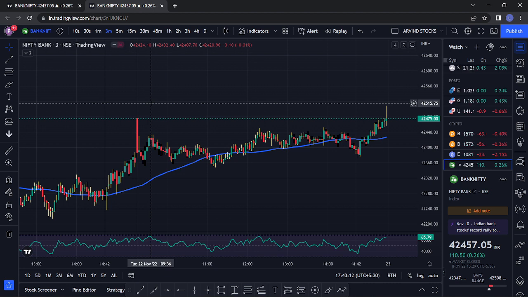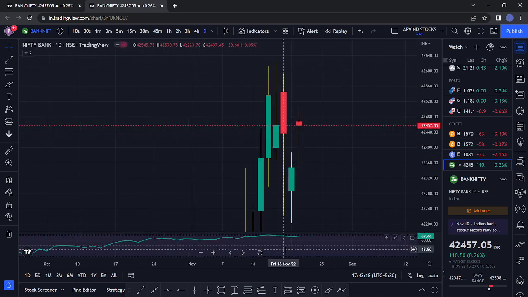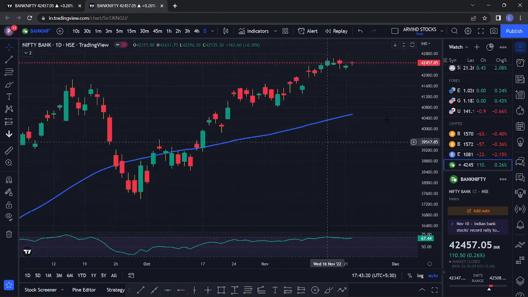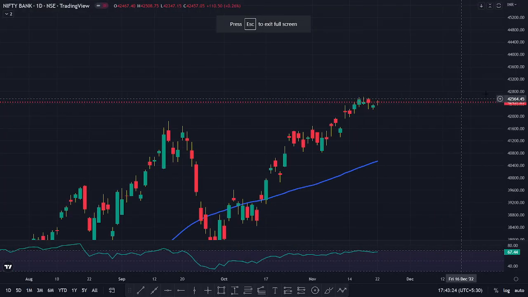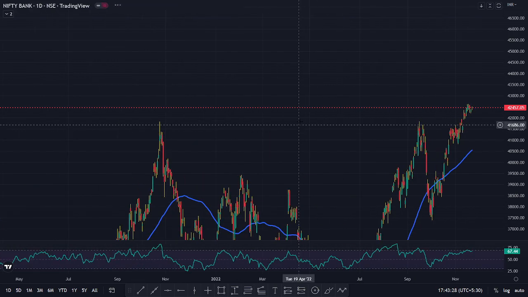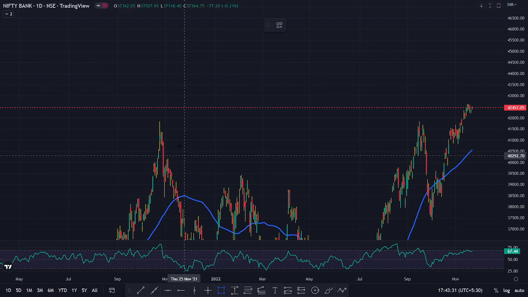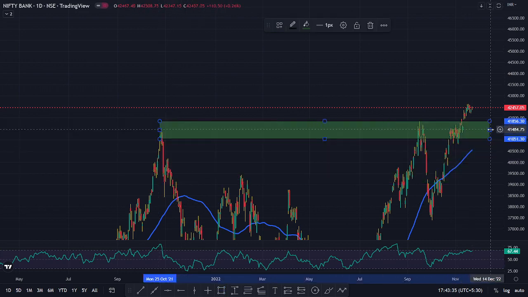So let me go to this daily chart on Bank Nifty here. Let me just put it in full screen, right? So this is it, guys. Bank Nifty's all-time high was broken a few days ago.